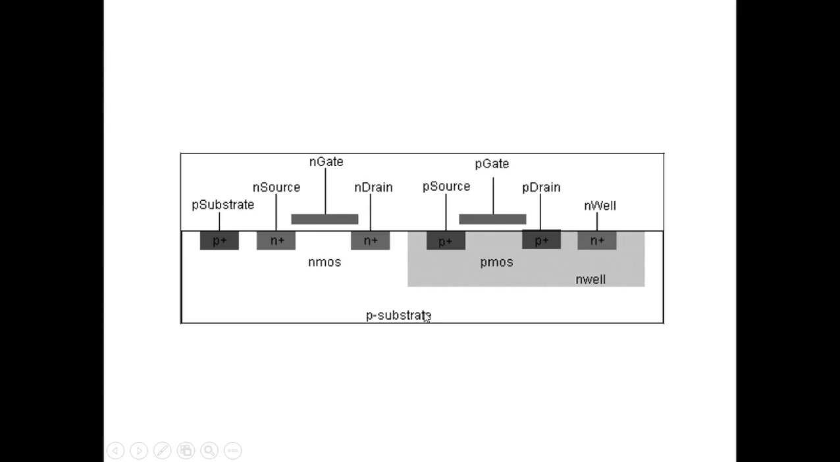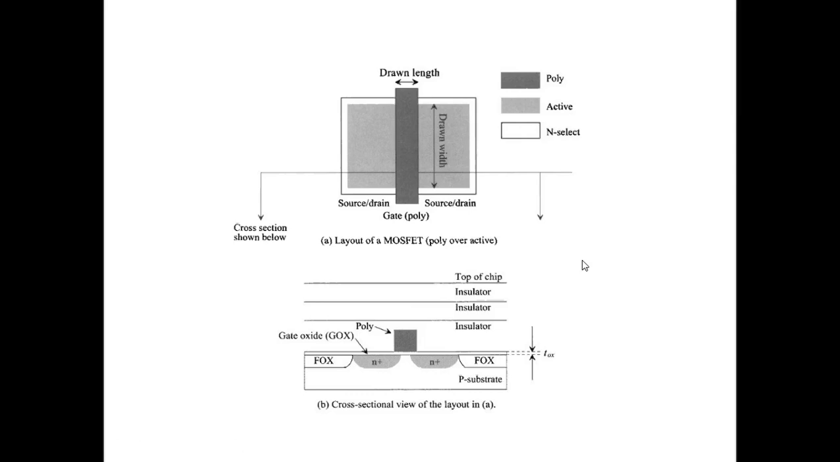So we have P substrate and N plus, N plus and P plus for the NMOS, and in the case of PMOS we have P plus, P plus and N plus in an N well. Now we will see the different layers that we are going to use for the layout of an NMOS and PMOS. First one is the poly, then we have active, then N select. We have two more things, that is the P select and N well.